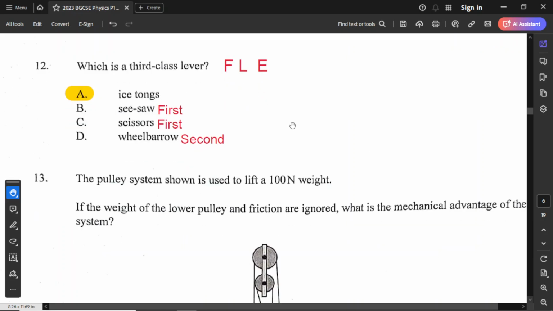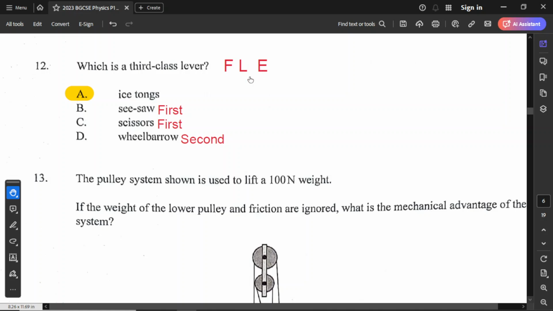Number 12 asks: which is a third class lever? I'll make a little notation right here, FLE. FLE tells you the class of lever. Whichever one is in the middle determines the type of lever. F represents fulcrum, so if the fulcrum is in the middle, that's a first class. L is load, so if the load is in the middle, that is a second class. And E is effort, so if effort is in the middle, that is a third class.